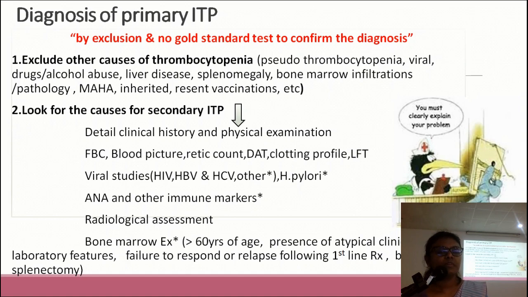Abnormal laboratory features, if abnormal blood picture findings like dysplastic neutrophils, cells, blasts, or any other cytopenias. So then bone marrow examination is indicated. So what are the other ones? Failure to respond or relapse following first line treatment of ITP, and prior to splenectomy.